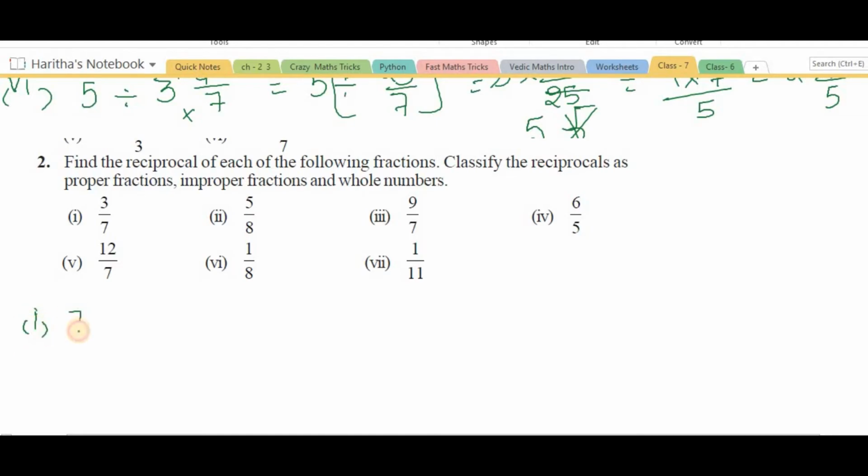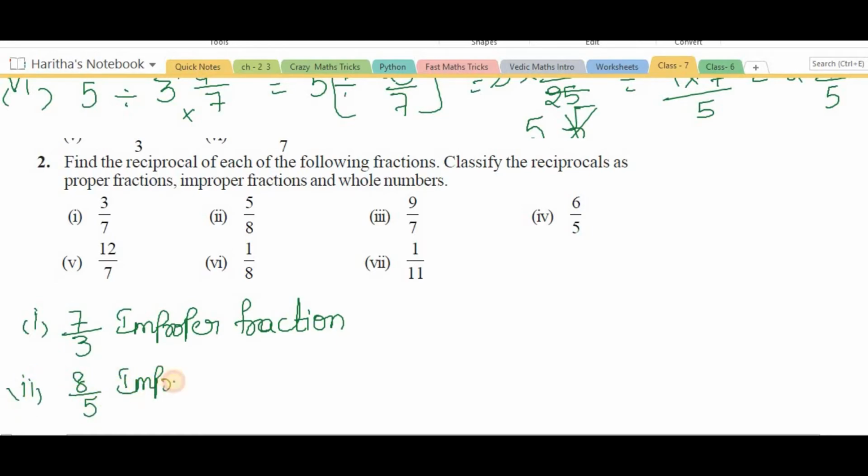So the reciprocal of 3/7 is 7/3. Automatically 7 is big. If the numerator is big, what is this called? Improper fraction. And second question, 5/8, it is going to convert as 8/5. Again, this is an improper fraction because the numerator is big when compared to the denominator.